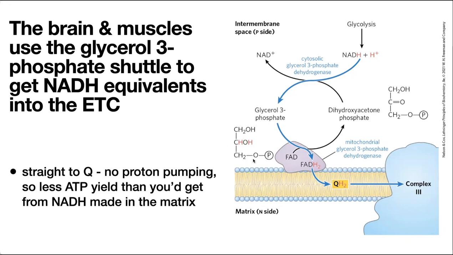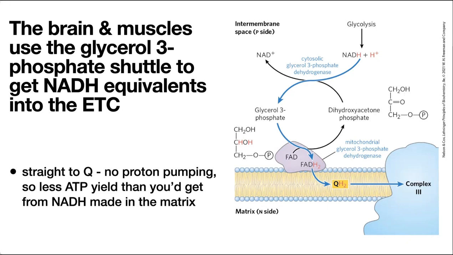This glycerol 3-phosphate can now transfer those electrons onto FAD to give us FADH2 and recreate dihydroxyacetone phosphate. So we reduce dihydroxyacetone phosphate with our NADH, and that gave us glycerol 3-phosphate. We then oxidize that with FAD to give us back our dihydroxyacetone phosphate and our FADH2.